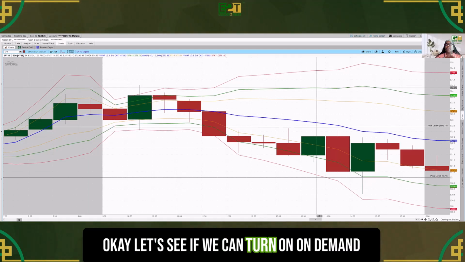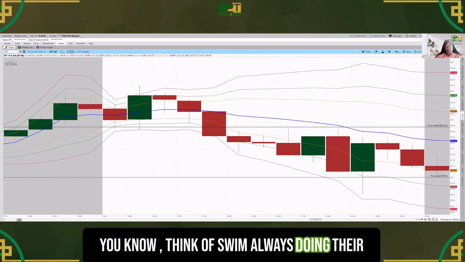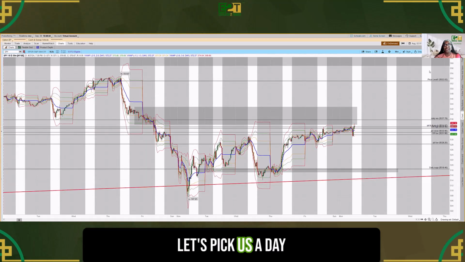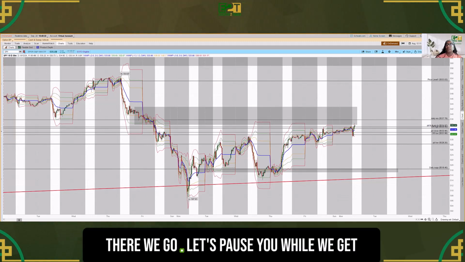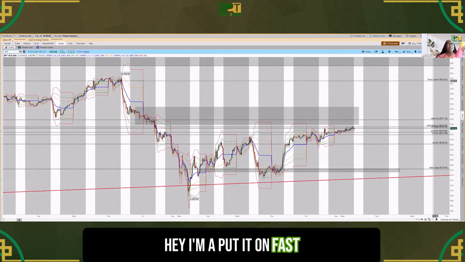Okay, let's see if we can turn on demand. Thinkorswim always doing their maintenance on the weekends. So let's pick us a day and see VWAP fill in. Okay, let's pause you. Okay, wait a minute. There we go. Let's pause you while we get our time set. 09, I'm going to say 35. Okay, I'm going to put it on fast.